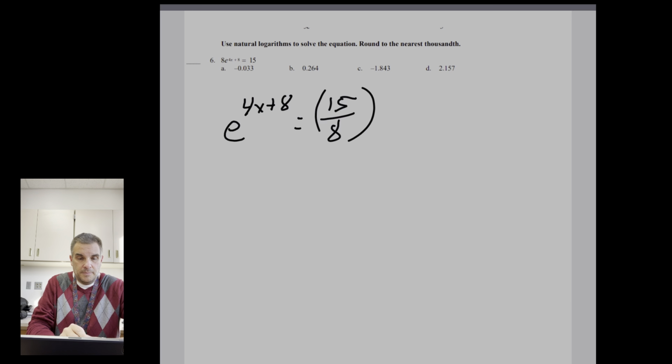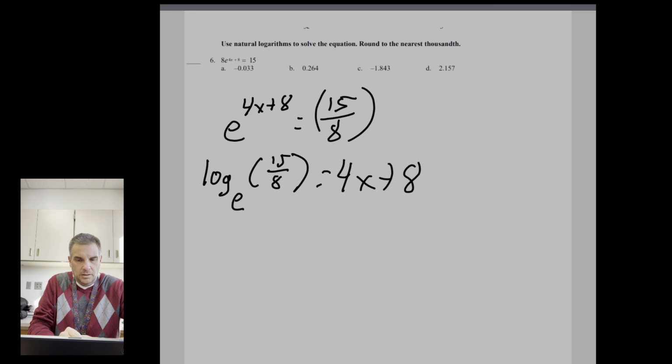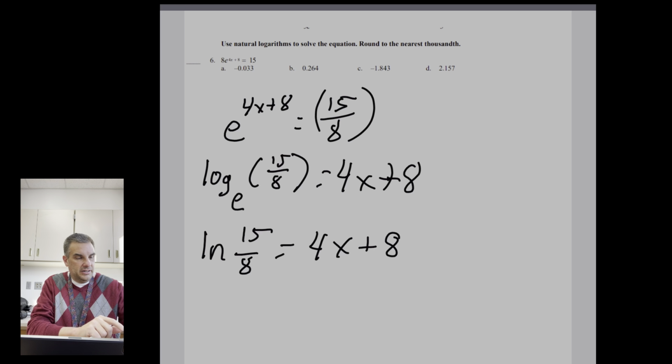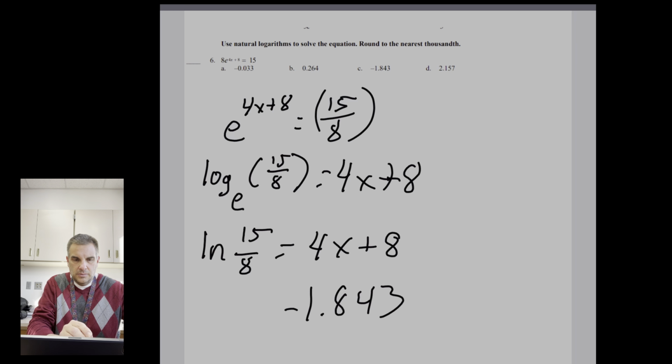It's in exponential form, so that's log base e. We have to write it as a logarithm of 15/8 equals 4x plus 8. Log base e is the same thing as ln, so that's ln of 15/8, which is just on our calculator, equals 4x plus 8. So go into the calculator, ln 15/8. Now we're going to solve. That's just a number, so we're going to subtract 8, divide by 4, and you get negative 1.843, which is C.